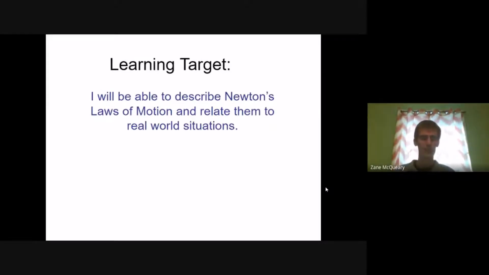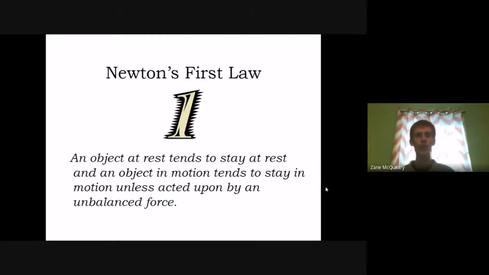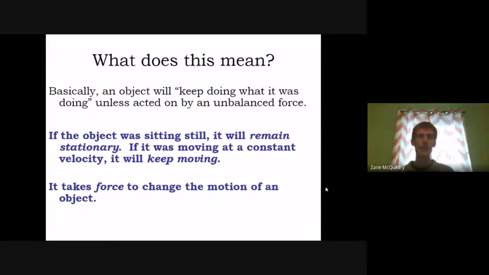Those kinds of questions. Newton's first law is sometimes called the law of inertia, but the actual definition is: an object at rest stays at rest, an object in motion stays in motion, unless there's an unbalanced outside force that comes in contact with it. That's a mouthful. Let's break that down a little bit. Basically, things are going to keep on doing what they were already doing unless something like an unbalanced force comes in and either changes direction or changes motion, right?